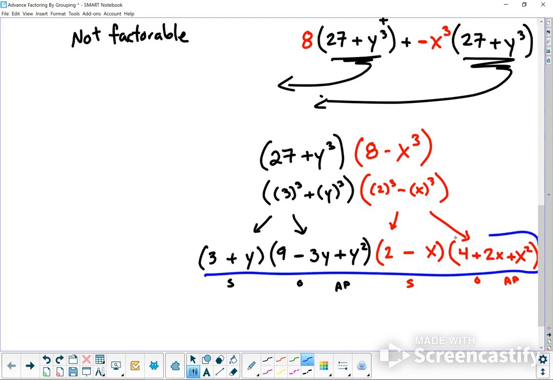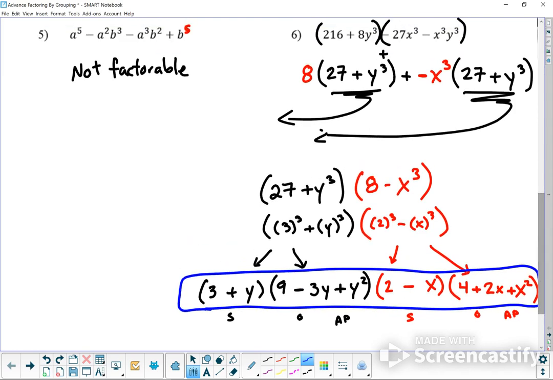And I have a feeling this is what should have happened with the last one, with number 5. But like I said, I think I messed up and I copied it down wrong.